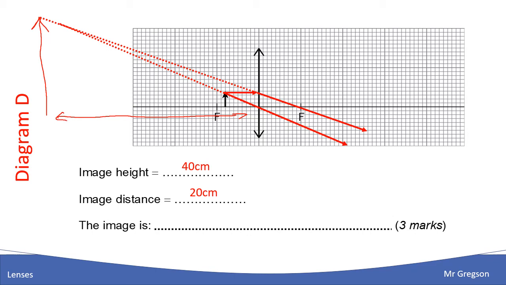Now the image, using those keywords we had earlier, is magnified, because it's bigger, virtual, you could not display this on a wall, because if you put a wall in between it ceases to exist, and it's upright, it's in the same orientation as the original object.